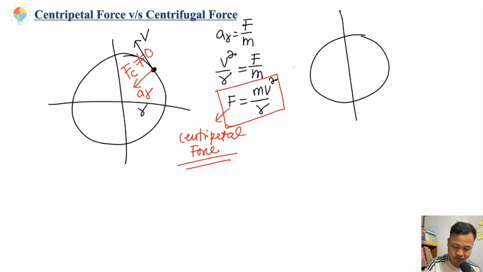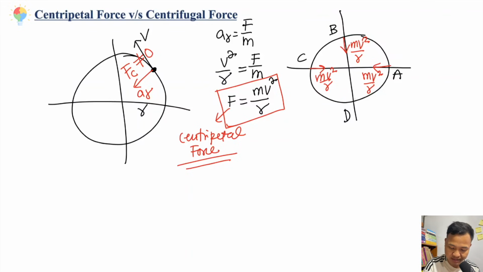So if I take a circle like this, with points A, B, C, D, then at all points, mv square by r is always towards the center. This is the centripetal force. So this is the force responsible for circular motion. If you remove this force, circular motion will not exist anymore.